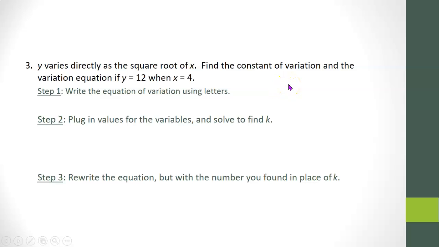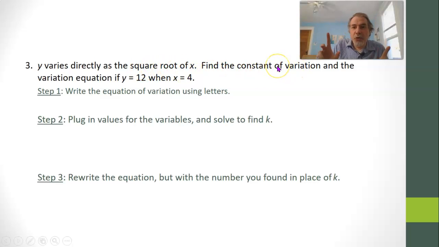Step 1, write the equation of variation using letters. So here it says y varies directly as the square root of x. So how would you translate that into an equation? You would write y equals k times the square root of x.